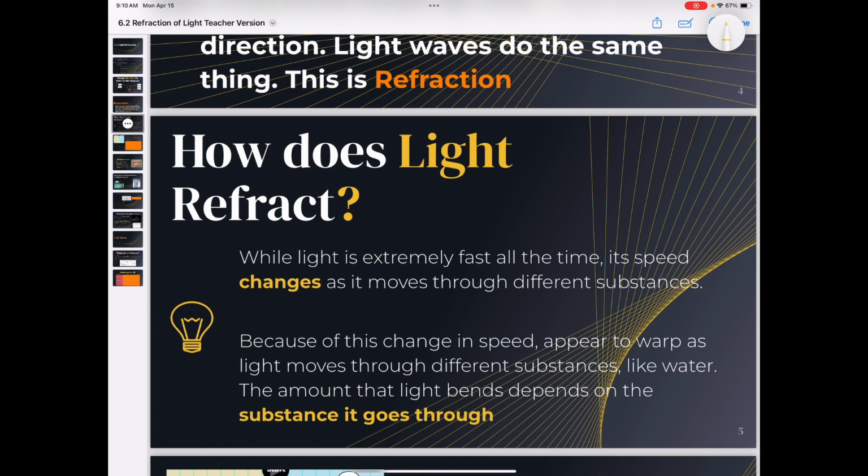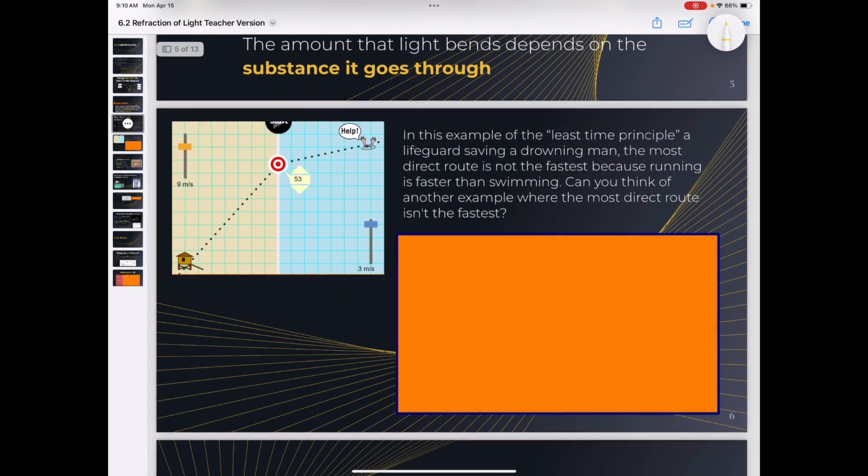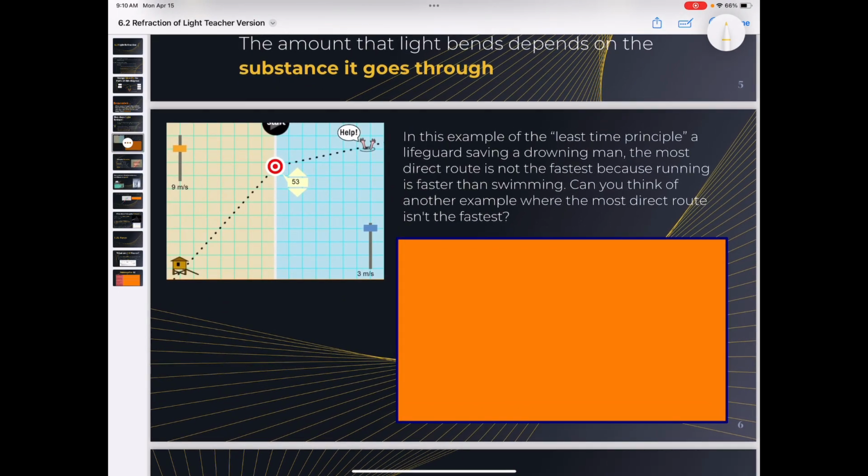That's going to lead to some interesting optical illusions. It might appear to warp the material that it's going through. Hot air, water, things like that will cause some interesting optical illusions to happen. But how much the light bends is going to depend on how quickly the light is moving as it enters and how quickly the light is moving as it leaves. Or, to say that more concisely, how much the speed of light is going to change as it moves from one medium to the next. One example of this is what we call the least time principle.